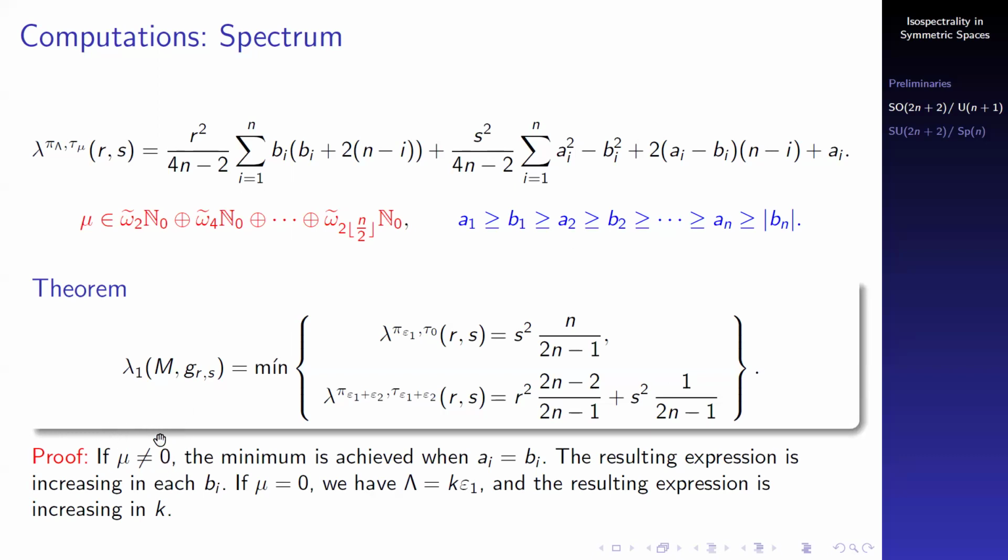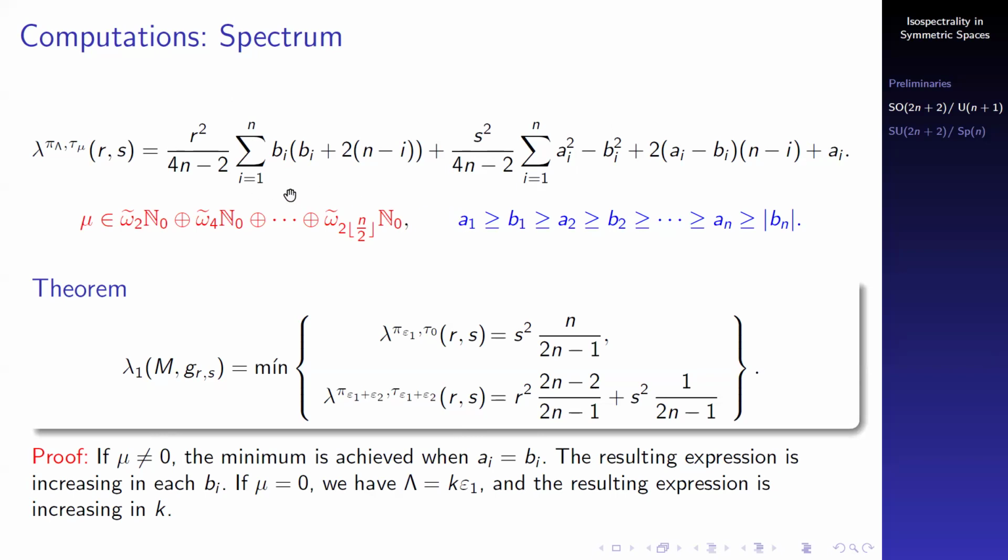If mu is different to 0, well, you can see the formula. Remember that mu is defined by the B's. So we have this second summand, and we want to make it minimum. But since the blue condition, the A's are greater than the B's. If we want to make it minimum, we can ask the second summand to be 0, which happens when the A's are equal to the B's. And then if the second summand is 0 and we want to find the minimum, we see just the first summand.